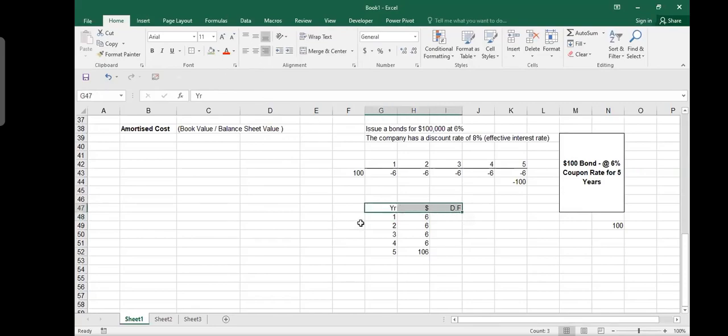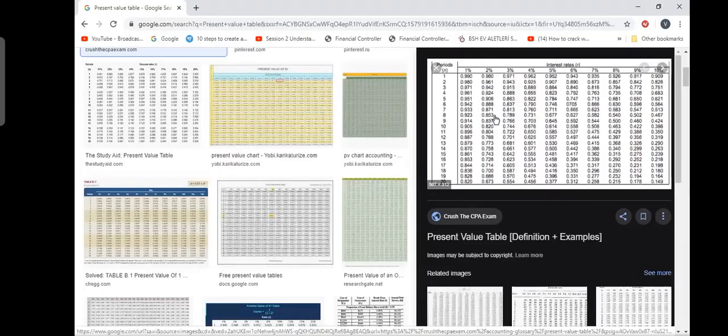Now let me make you familiar with the present value factor or the discount factor. The $6, you must multiply it with the discount factor. What does that discount factor mean? Let me open it up here. We'll go to Google, and I'm going to show you some discount tables. Give me 1 minute and I'll open it up. Okay, so here we come to this table. We know that $1 today is not equal to $1 tomorrow. We learned that money loses value with time.